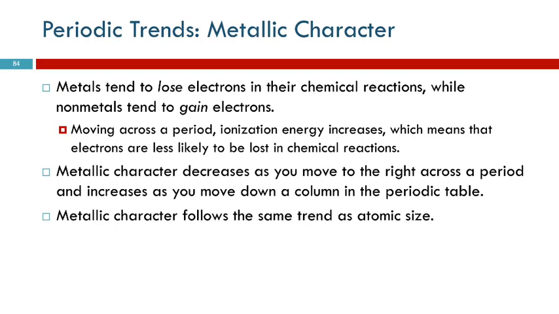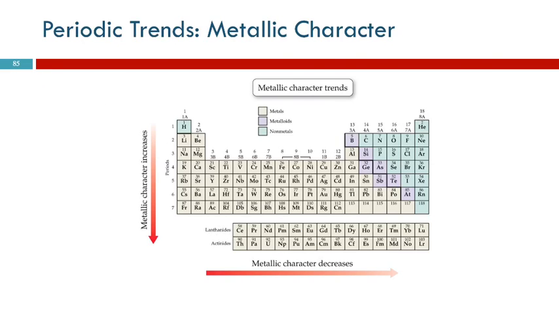One of the characteristics of metals is that they tend to lose electrons, and nonmetals tend to gain them. As we go across a period, the ionization energy increases, which means that electrons are less likely to be lost. So that's the more scientific explanation of the trend: metallic character decreases as you go across a period, and it increases as you go down. It follows the same trend as atomic size. But this is how I think of it.